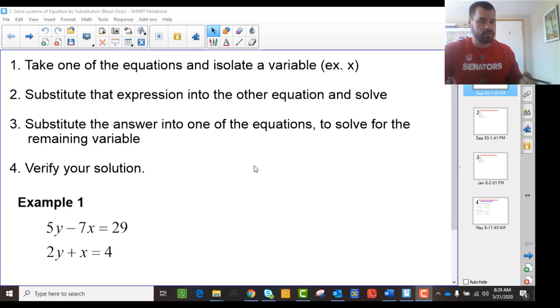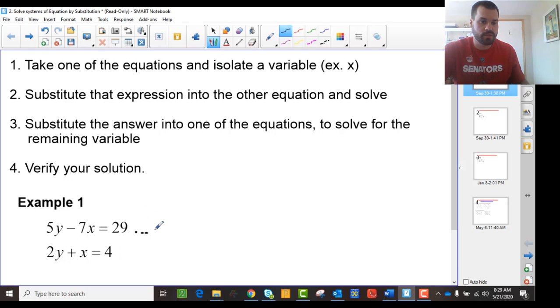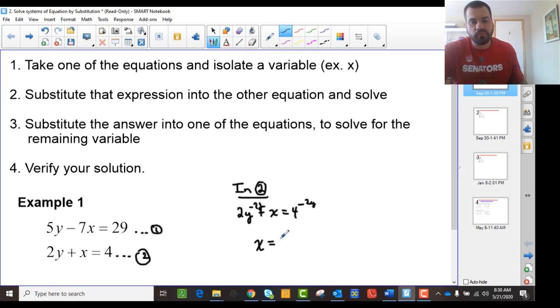In this particular example down here, I'm going to identify this as equation 1 and this as equation 2. The only reason I'm doing that is so that I can identify for you that I'm going to choose to take equation 2 and solve it for x. The reason I am making that decision is because x right here is by itself. In other words, there's no number in front of it. So that's pretty easy to isolate, because all I have to do is subtract 2y from both sides. And so then I end up with x is equal to 4 minus 2y. So that's the first step.